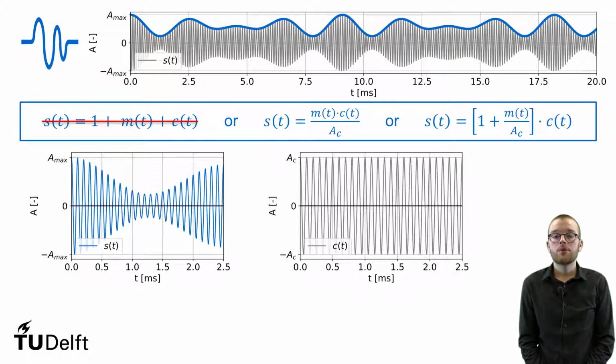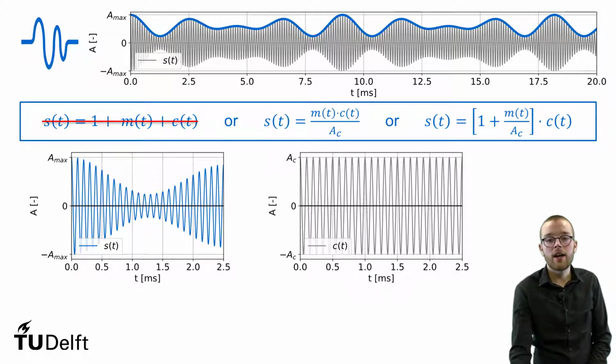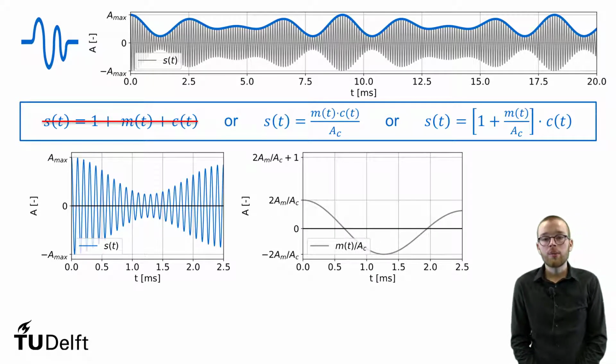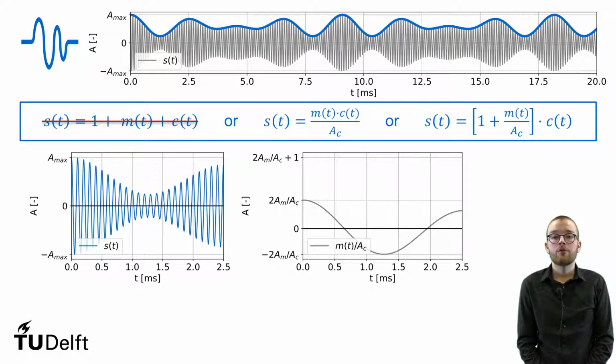Now, in order to choose between those 2, we are going to compare our first 2.5 milliseconds of the amplitude modulated signal to our modulating signal M of t. Here I have plotted a normalized modulating signal where I've normalized it using the amplitude of our carrier signal. As you can see, this signal has 2 0 crossings, whereas the envelope of our amplitude modulated signal, S of t, does not have any 0 crossings.